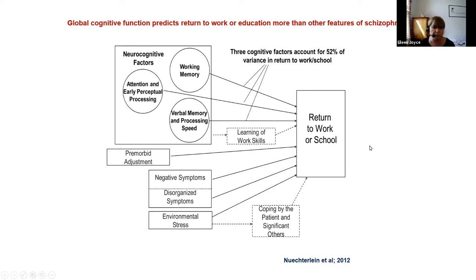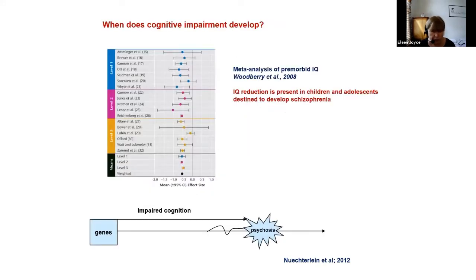So over and above residual symptoms, how you were premorbidly, it looks like cognition is the most important factor in predicting being able to function and return to work or back to full-time education. So cognitive impairment is present at onset. So when does it develop?